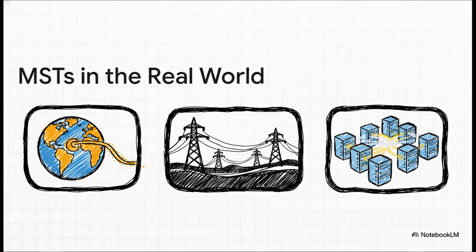And this isn't just theory, okay? This is literally how the modern world is built. We're talking about laying fiber optic cables across the ocean, designing a country's power grid, or wiring up servers in a massive data center. These are all incredibly expensive projects where the goal is exactly the same: connect everything with the absolute minimum cost. They are all real-world MST problems.